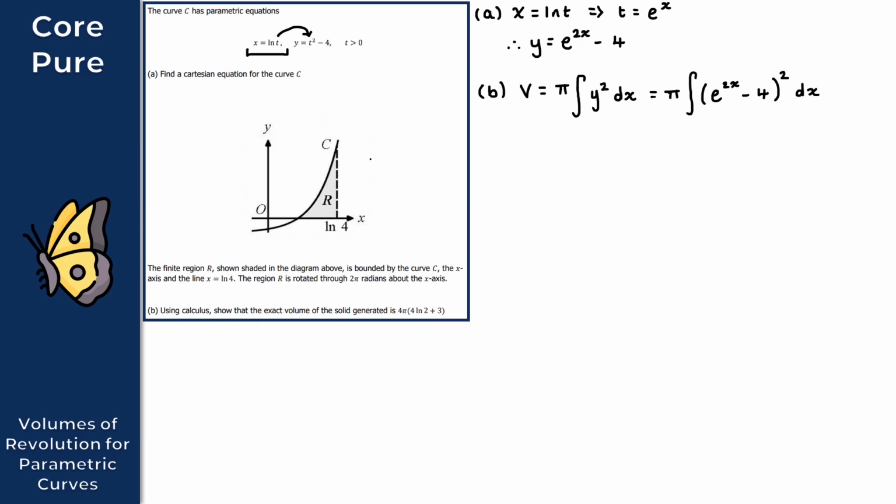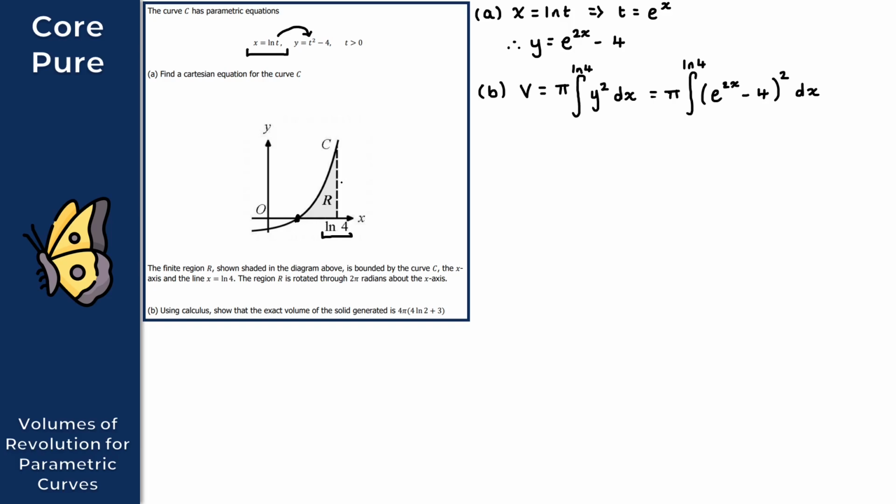So in terms of the limits, well, the upper limit is nice and straightforward. That's simply ln 4, right? So my upper limit is ln 4. Okay, but what about the lower limit? Well, the lower limit would be when this curve C crosses the x-axis, which would be roughly there, right?